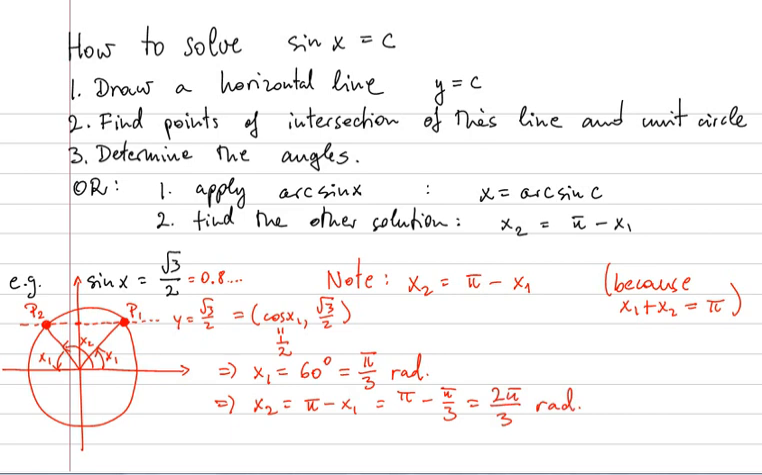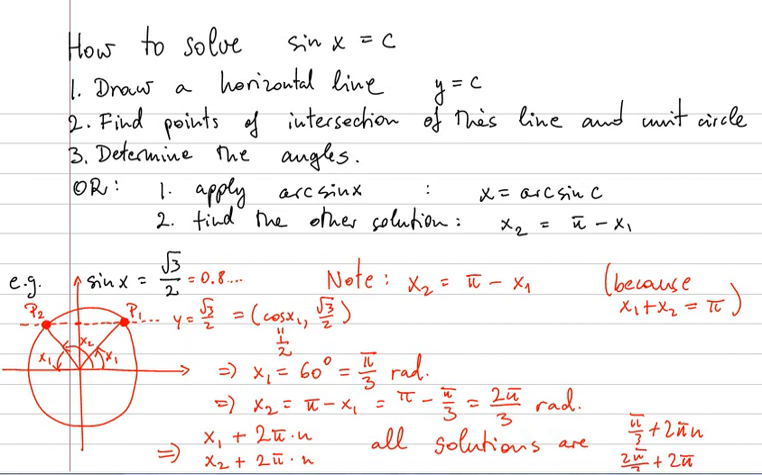So this determines the 2 angles, and now we have to remember that there are also infinitely more solutions, and they are obtained by adding any number of full circles to the solutions that we found. So all the solutions are given by pi over 3 plus 2 pi n, and 2 pi over 3 plus 2 pi n, where n is an integer.